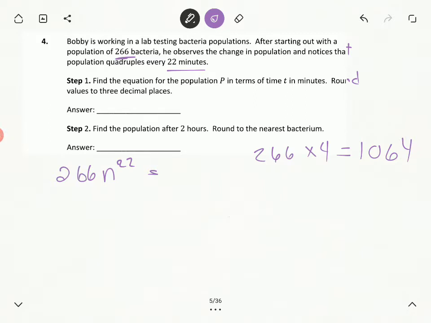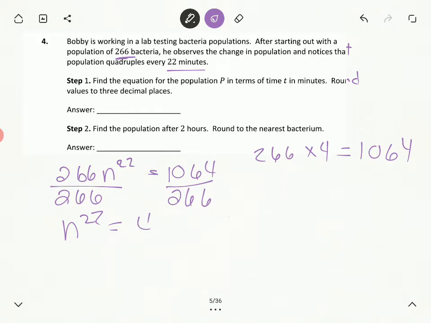So when you do the 22nd root of 4, you just type the 22 second caret 4. And rounded to 3 decimal places, I get n is equal to 1.065. So our answer for the first part is going to be P of t is equal to 266 times 1.065 raised to the 22nd. Well, that's going to be our t actually. Raised to the t. That's the time. And that's in minutes. Time is in minutes here.